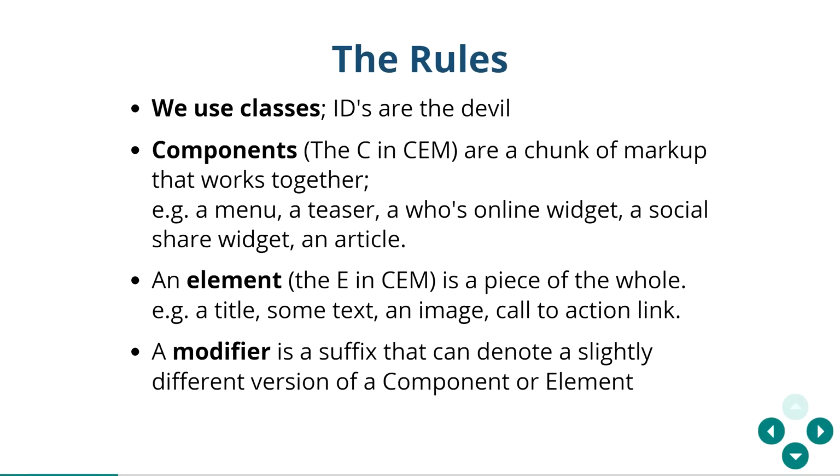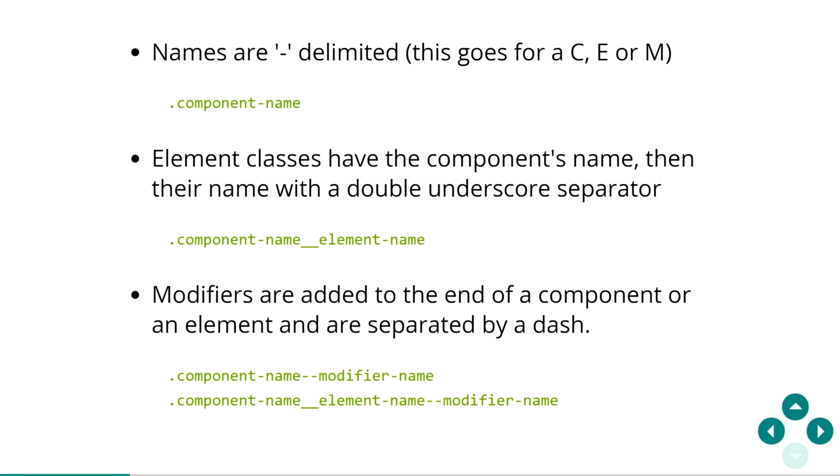When we say CEM, a component you can think of as a widget. It's a thing. It's a chunk of markup. Like we talked about, the Drupal tabs could be a component, or a block could be a pretty big component. That's how you break things down. An element is something inside of a component. So it could be the title, the body, one of the tabs in Drupal tabs, the link inside Drupal tabs. And a modifier is a suffix to either a component or an element that says, oh, it's this, but it's a little different. This one's highlighted, or this one's active, or this one's, fill in the blank. This one has blue hair.